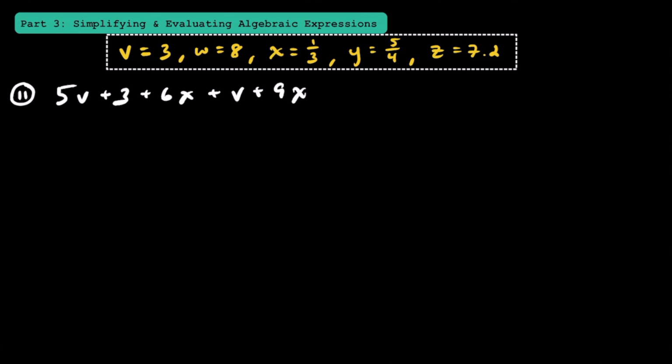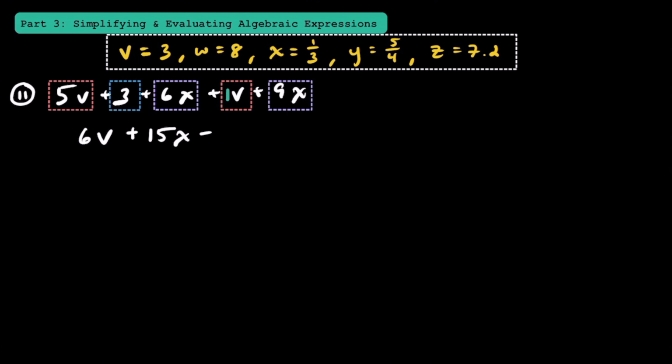While you could substitute the values in for v and x right now, it'll be a little bit more efficient if we actually combine like terms first and then plug them in later. This 5v and v, or 1v, are like terms, and we can add their coefficients together to get 6v. The 6x and 9x are like terms, and we can add their coefficients of 6 and 9 to get 15x. This 3 is a constant term, so we'll just add that on at the end here. Now that we've simplified our original expression of 5 terms down to 3 terms, we can substitute in our values of v and x here.